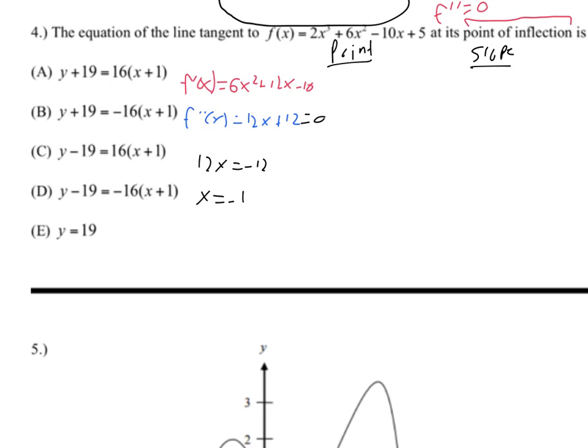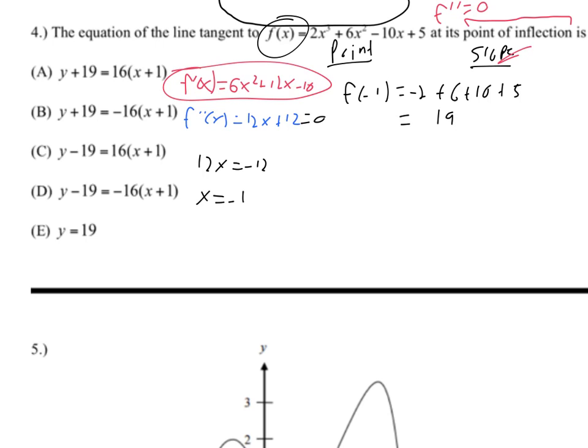To find the y value of the point, we want to go back to our function. So f of negative 1 is equal to, negative 1 cubed is negative 1, so we get negative 2, plus 6, plus 10, plus 5. 21 minus 2 is 19. To find the slope, that's the derivative. So I'm going to go back here. So what is f prime of negative 1? 6 minus 12 minus 10 is equal to negative 22 plus 6 is negative 16. I now can write the equation of my line. Y minus 19 is equal to negative 16 times x plus 1.